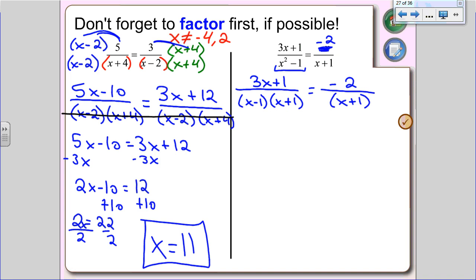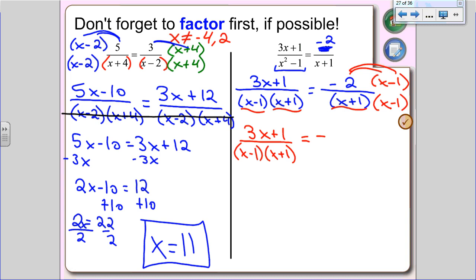So, to solve this thing, I need a common denominator. I'm looking at total packages here. I have an x + 1 and an x + 1 in both denominators, so that's good. First one has an x - 1, the second one does not. So I need to give it that. Now I have (3x + 1) divided by (x - 1)(x + 1). I multiply that negative 2 in, so I have (-2x + 2) divided by (x + 1)(x - 1). Like that. So I multiplied the numerator, the bottom I just leave in factored form.